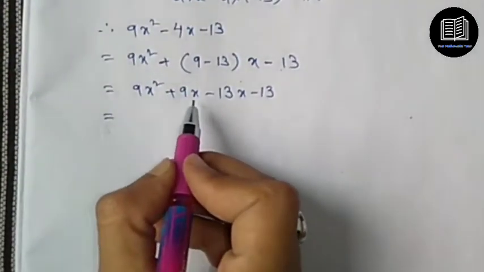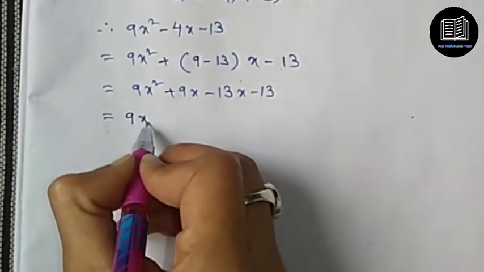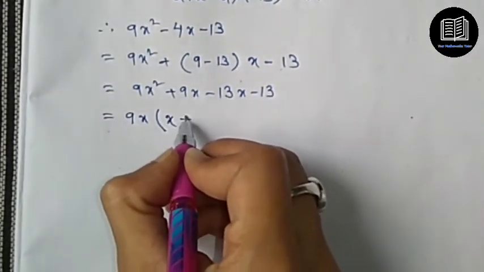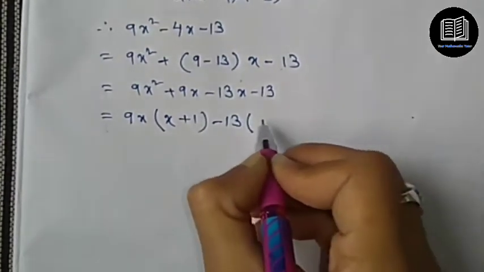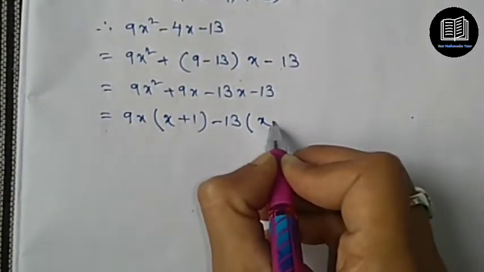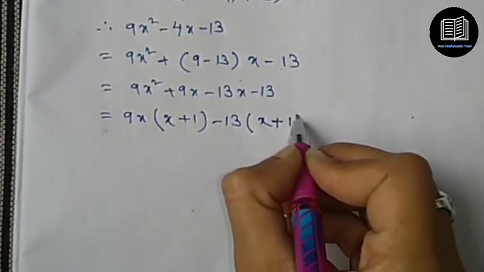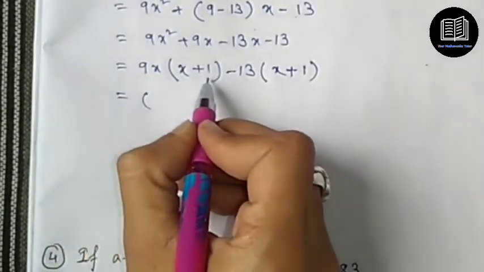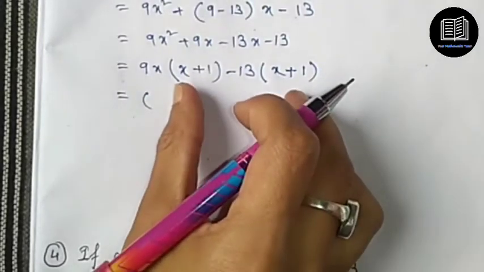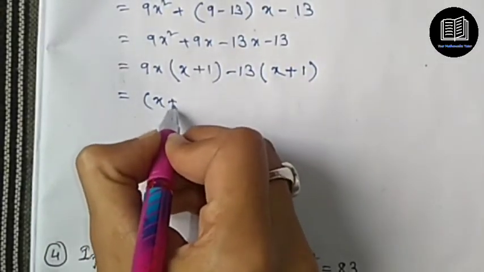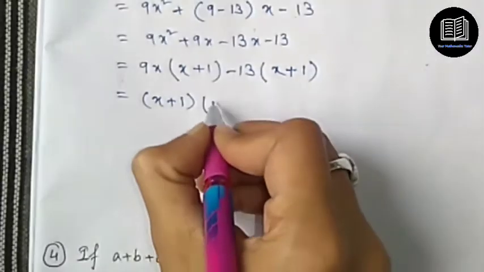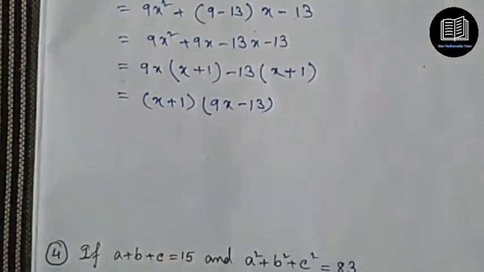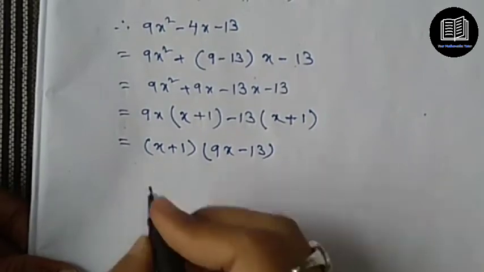9x square plus 9x. Take 9x as common: x plus 1. Then taking out minus 13 common, x plus 1 is remaining. So see, x plus 1 is common in both terms. So you can take out x plus 1 as a common part. So the remaining is 9x minus 13. Here it is our factorization.